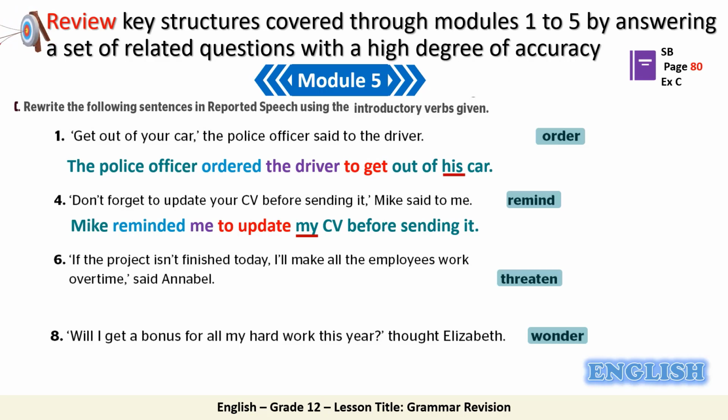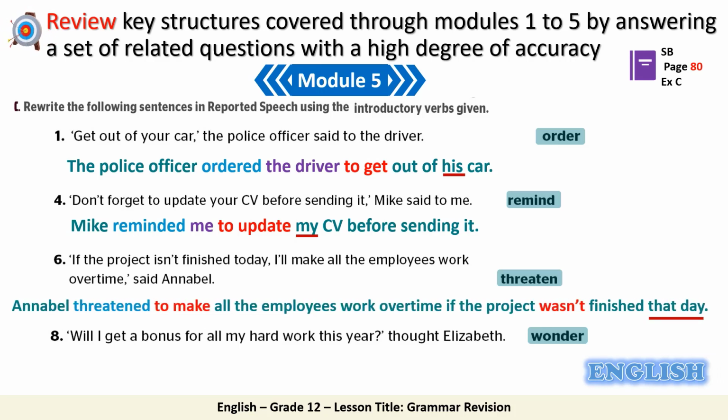For the following sentence, we should write, Annabelle threatened to make all the employees work overtime if the project wasn't finished that day. You notice that no indirect objects have been used, but we write immediately the full infinitive after the introductory verb threatened. And remember to change isn't to wasn't, and today to that day.